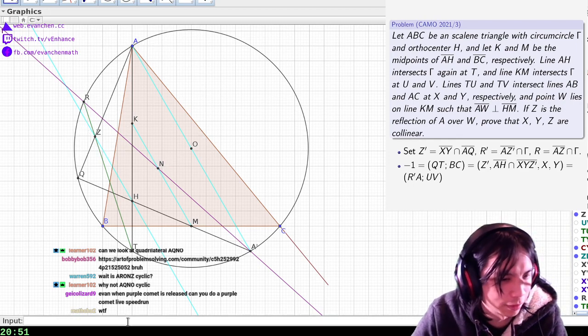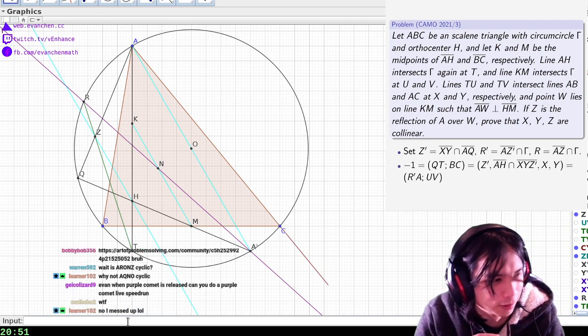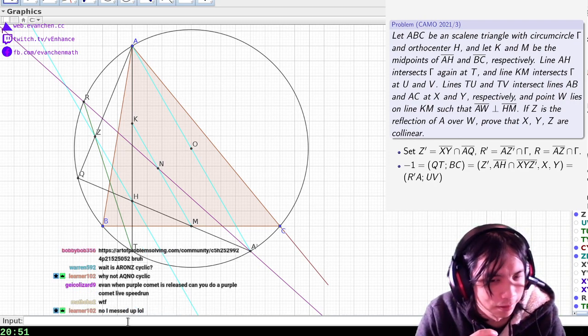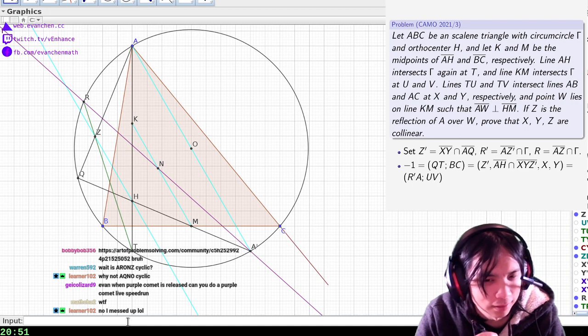When Purple Comet is released, can you do a Purple Comet live speed run? We'll consider, but I don't know. It doesn't sound that exciting.